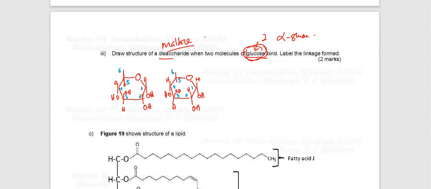So at carbon number 6 is CH2OH. Now you have to draw the disaccharide. There is a bond formed between carbon number 1 and carbon number 4. So you just delete, you just remove this, because the reaction involves the removal of a water molecule. So OH is removed, H is removed, so now you are left with oxygen.